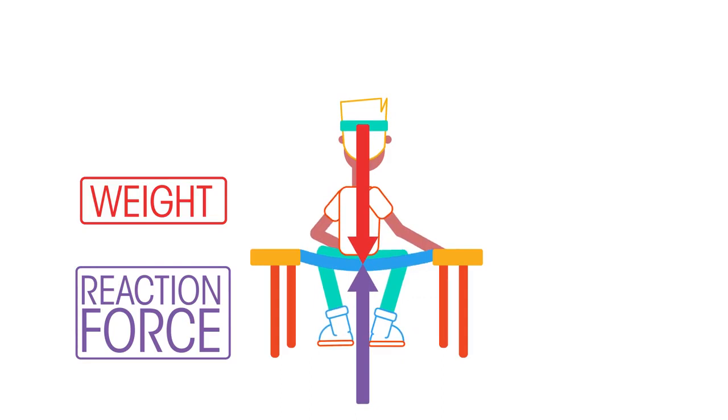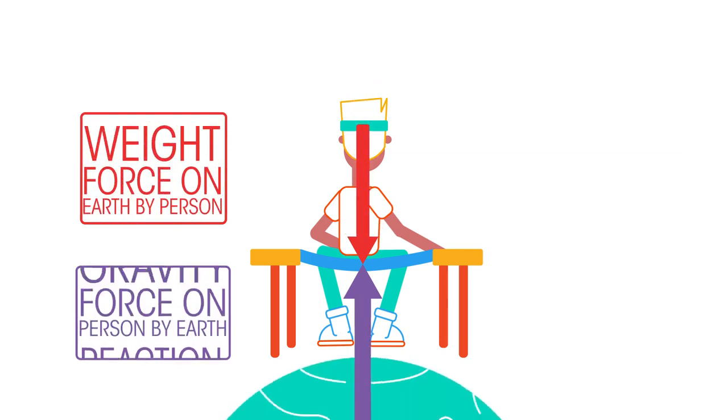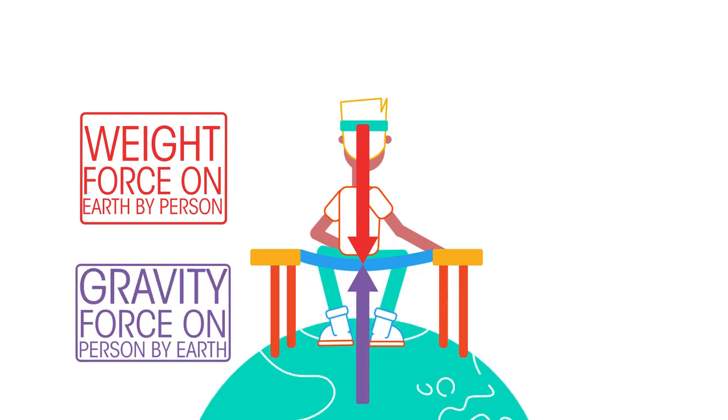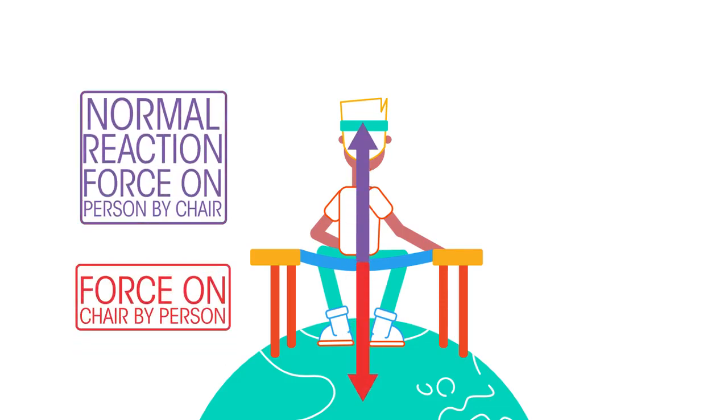However, there are actually two pairs of forces acting here. The man's weight is balanced by the gravitational force he exerts on the Earth. He is prevented from falling towards the Earth's centre because of the upward force from the trampoline or chair, which is balanced by the force he exerts on the chair. The forces are equal in magnitude or size, but opposite in direction.